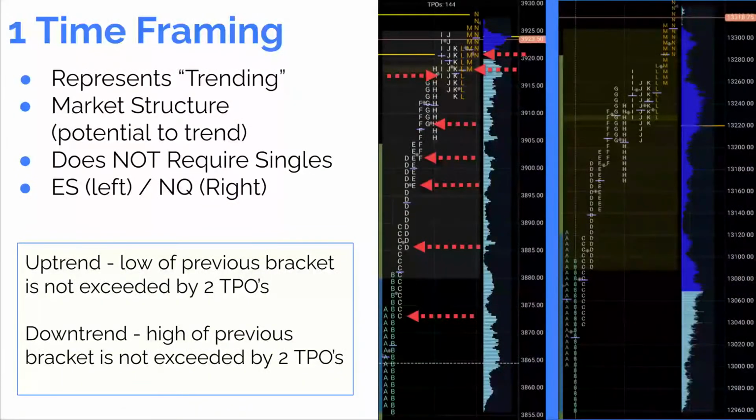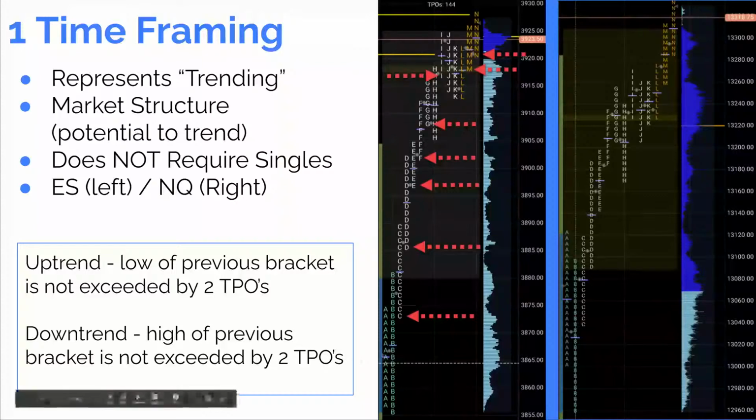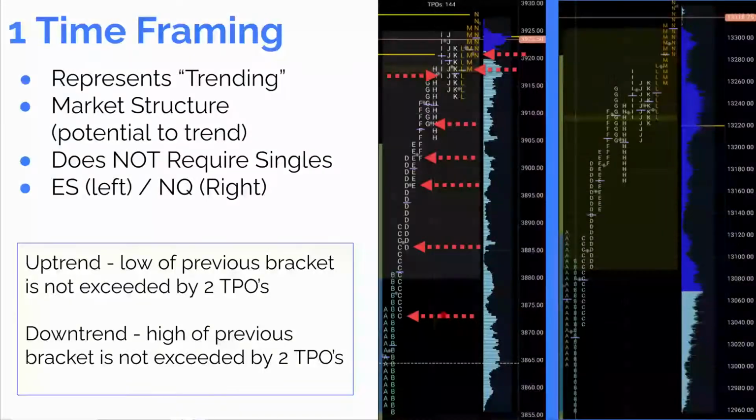Okay, the next one I want to highlight is one time framing. If that's a new term for you, it's a way to describe a market that is trending. And what is trending? Well, that's what one time framing is. Let me turn on my pen again. You see these red arrows here.